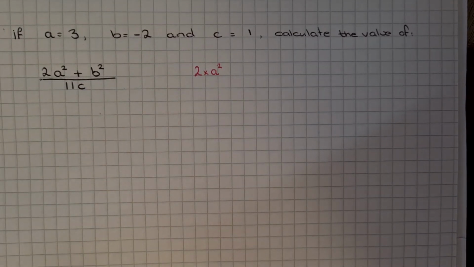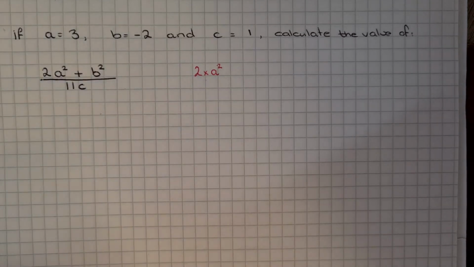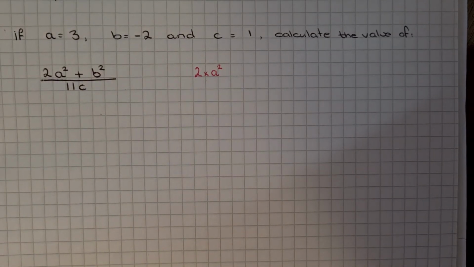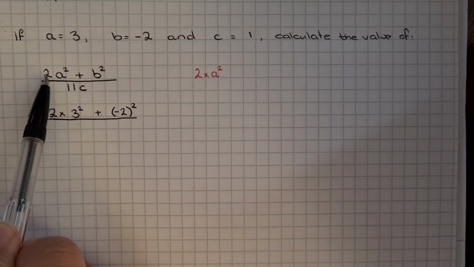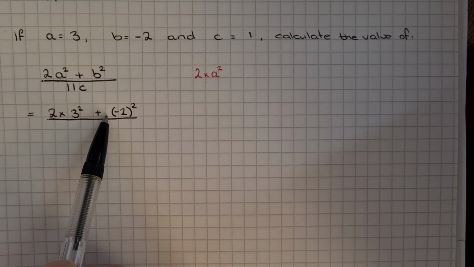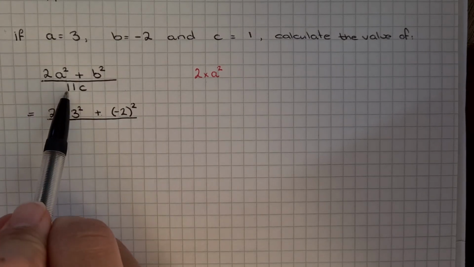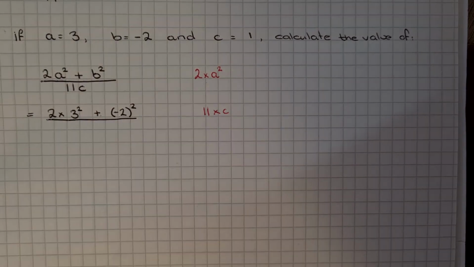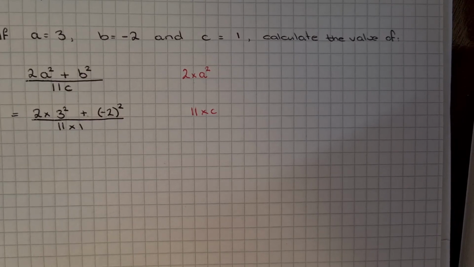We are going to replace the letters with the relevant numbers, and we know that 2a squared actually means 2 times a squared. So on the next line, we're going to put in the numbers. So we've got 2 times 3 squared instead of 2 times a squared, and we've got plus -2 squared instead of b squared, and it's all over 11c. We know 11c means 11 times c, so we are going to replace the c with 1 and have 11 times 1 on the bottom of this fraction.